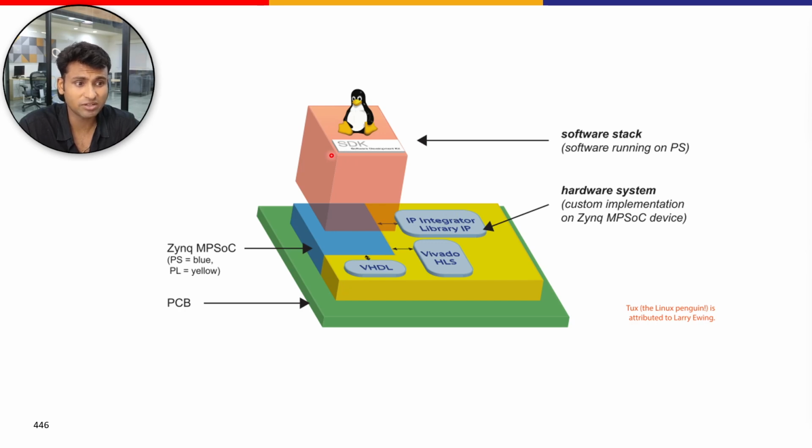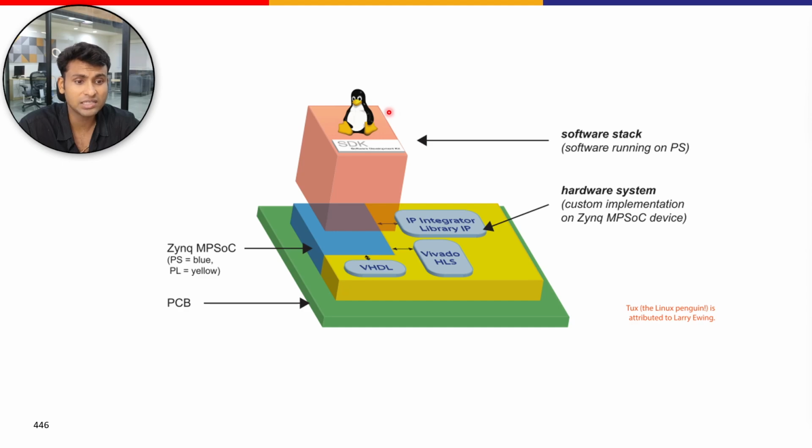When we come to the software side, Vitis is used. Vitis is used to develop, debug and optimize the software running on the processing system, which can include application code, OS and other drivers. This software stack runs on the ARM processor within the Zynq MPSoC and allows communication with the hardware accelerators implemented in the PL.